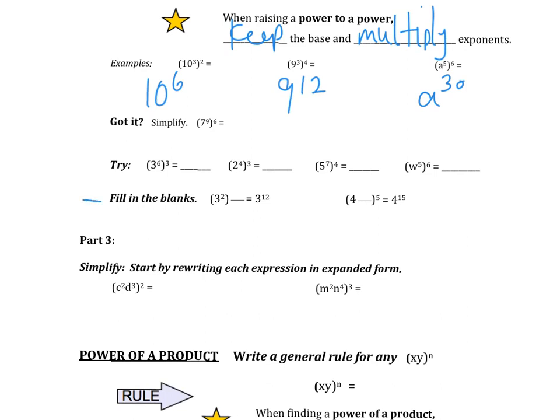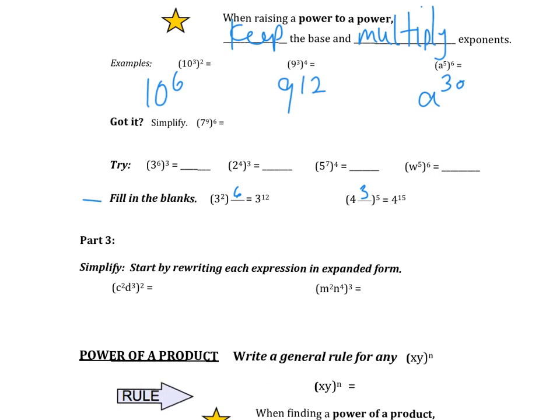Let's take a look at these problems right here. 5 to the second raised to what power would equal 5 to the 12th? So consider 2 times what would give me 12. Power raised to a power, I multiply. 2 times 6 would give me 12, so I would need a 6 there. What about the next one? 4 to the blank raised to the fifth equals 4 to the 15th. What times 5 gives me 15? 3. So that would have to be 3.